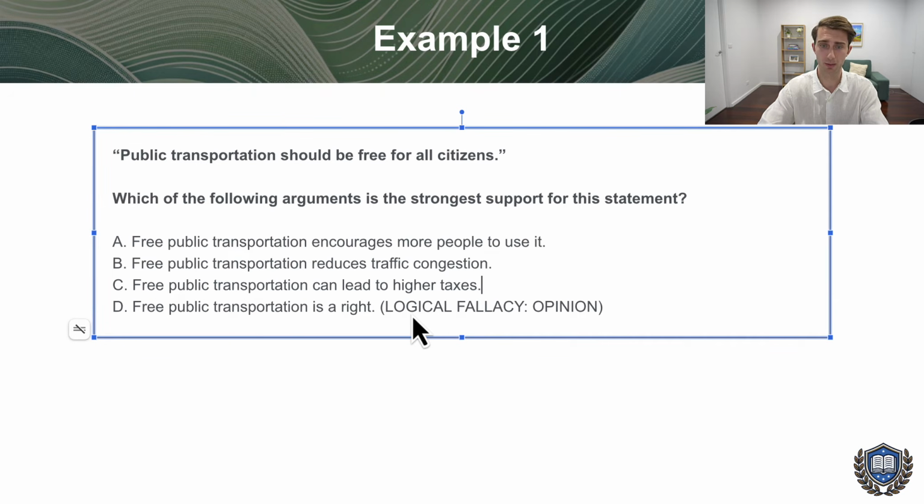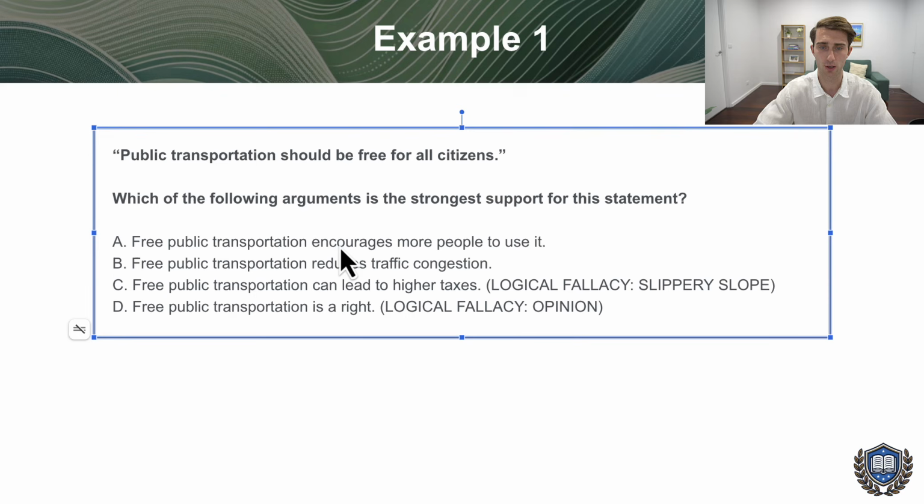This one here, free public transportation can lead to higher taxes. It could, but we do not know that for certain. And so this is probably an example of a slippery slope, where we're saying just because public transportation is now free, that could mean that that's funded through higher taxes, but it may not. And so that's a slippery slope. This one here, free public transport reduces traffic congestion. Now, it definitely could reduce it, so it's a legitimate option. We could be making a bit of an assumption, but it could be logical as well.